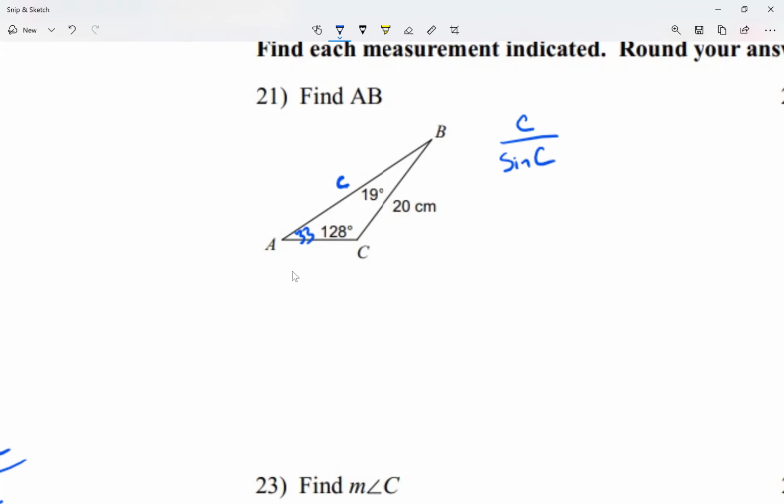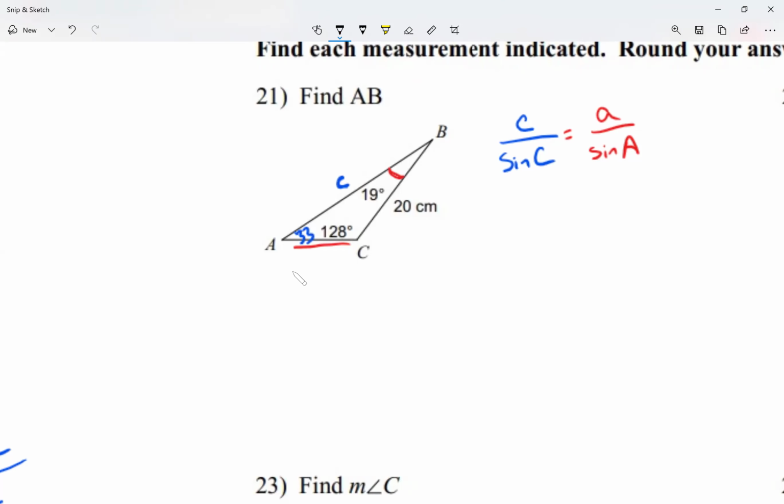I know angle B, but do we know side B? I know angle B is 19, but do I know how big side B is? No. In that case, I'm not going to use that. Instead, I'm going to say this is equal to side A over sine of angle A. Good thing I solved for angle A earlier because now I have it. So let's see what I have now.